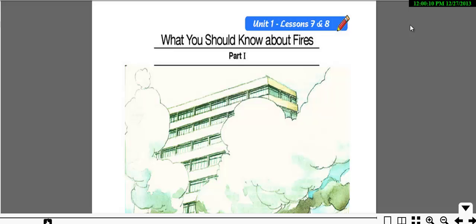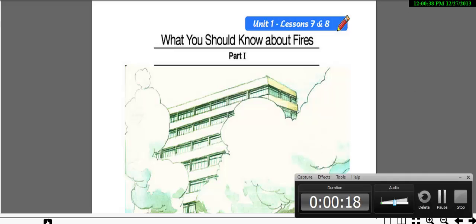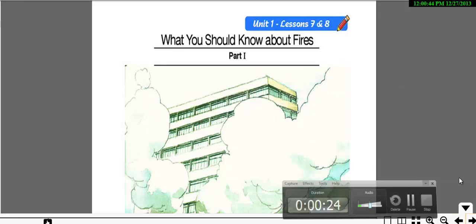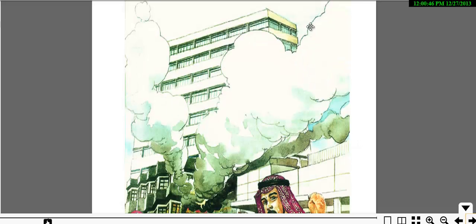Okay, one more lesson, and here we go with Unit 1, Lesson 7 and 8. What you really need to consider at this point is that this is kind of a revision or reassurance of the past information we've taken on in the same unit. So let's just see what we got here.